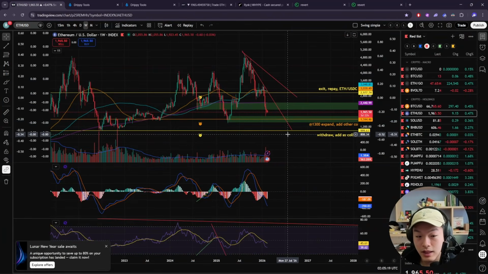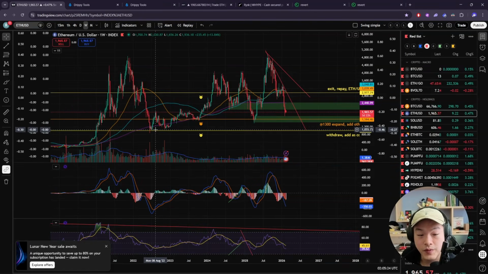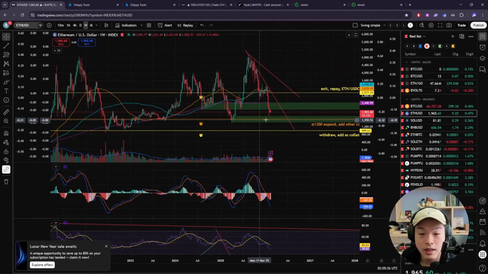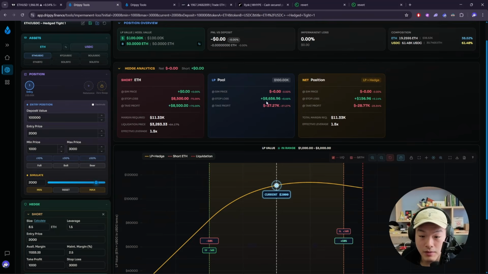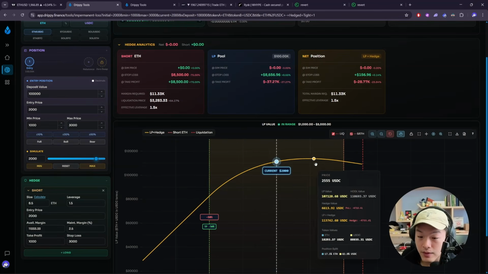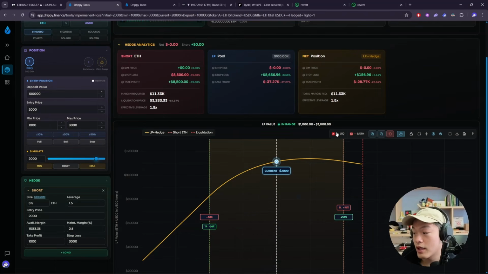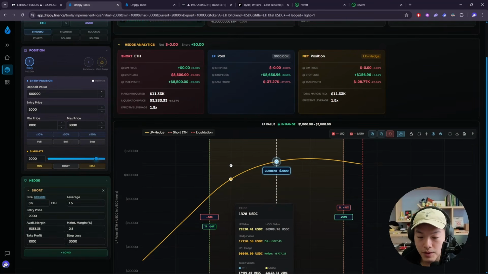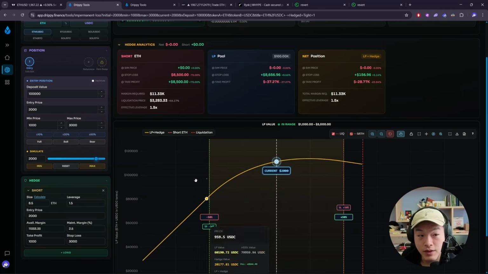Is it possible that ETH gets all the way there? Definitely, right? We got around there during the last bear market, and that could always happen. But basically, it depends on what you prefer, right? If you prefer to have less downside, then you could throw on the hedge, and it's going to allow you to take less risk with the LP. And this does work because it's wide enough to stay in range for a while.